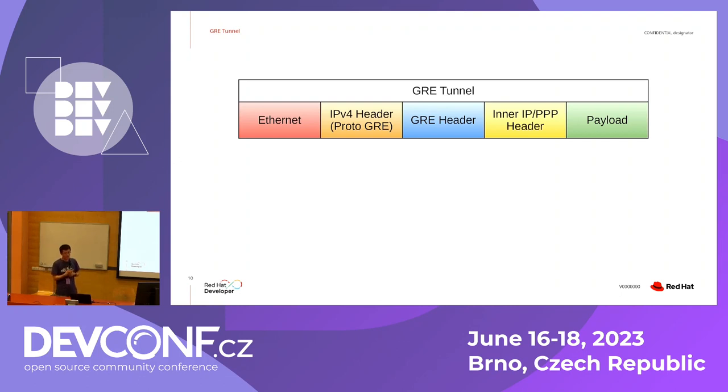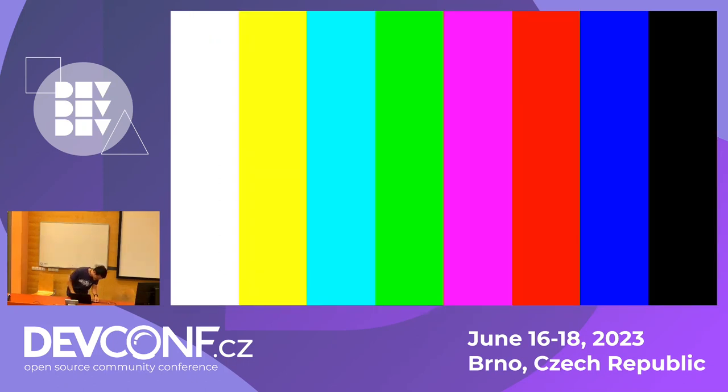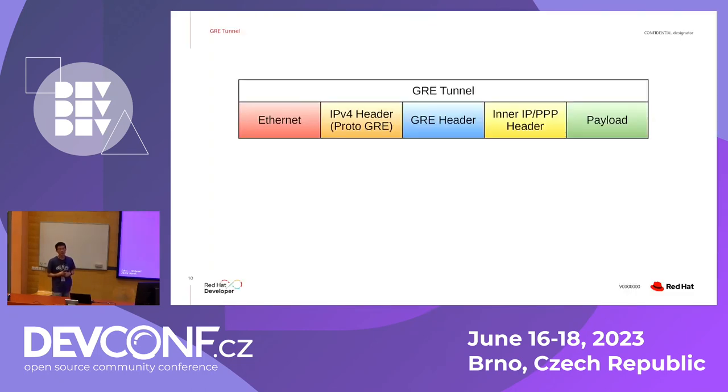GRE is called Generic Routing Encapsulation. It's also a very old protocol. It was designed in 1994 and updated in the year 2000. As the name says, it's a generic tunnel, so it's protocol independent.